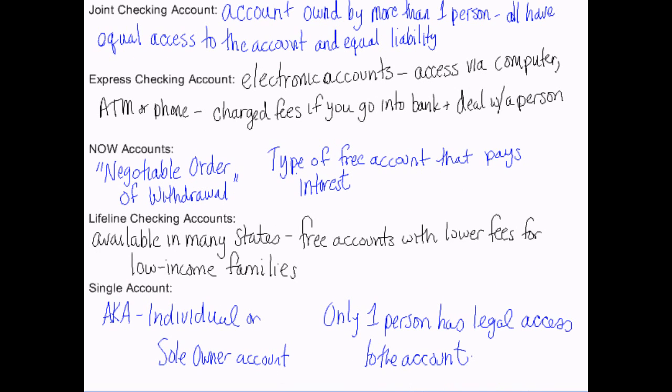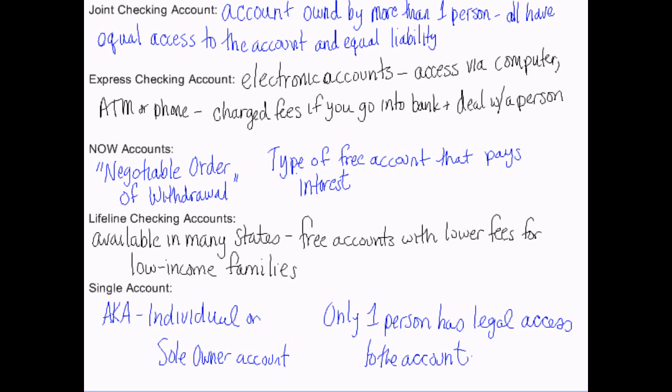You can have a joint checking account here at the top or a single account at the bottom. A joint checking account is when more than one person's name is on the account. That can be two, three, four, however many you want. When more than one person's name is on the account, everyone has equal access to the account and equal liability. So should you have a joint checking account with other members of your family, any one of you could walk into the bank and take money out or put money in.